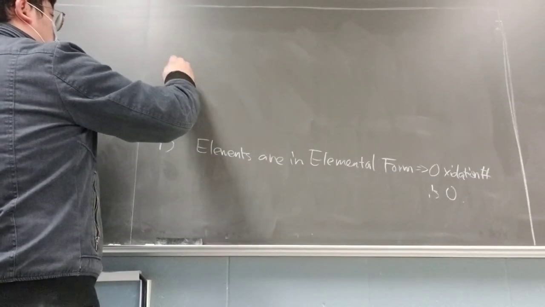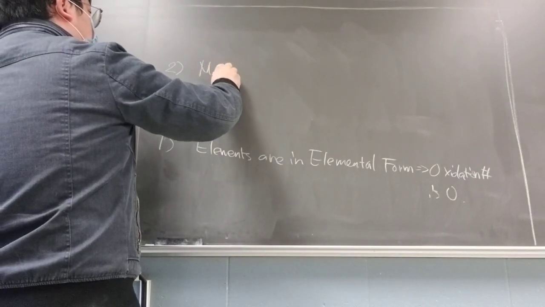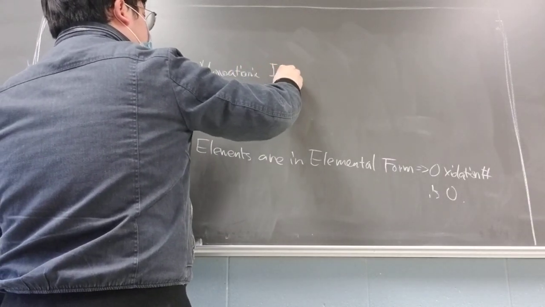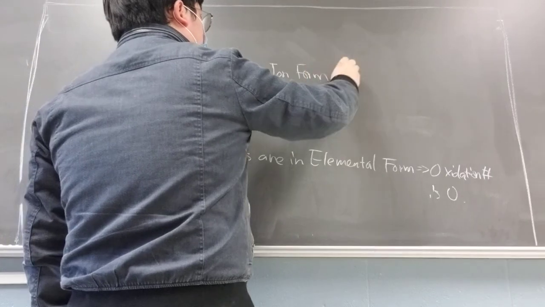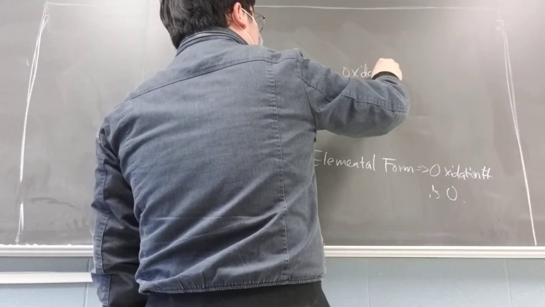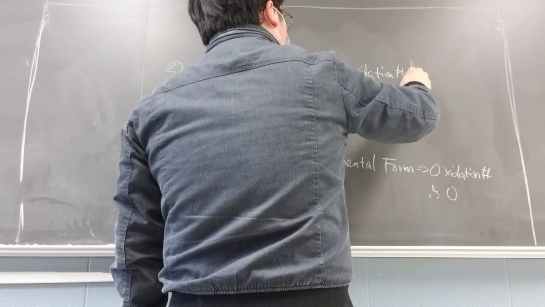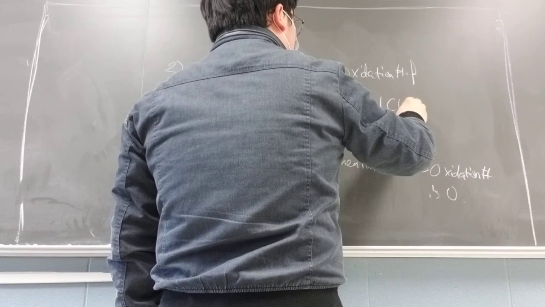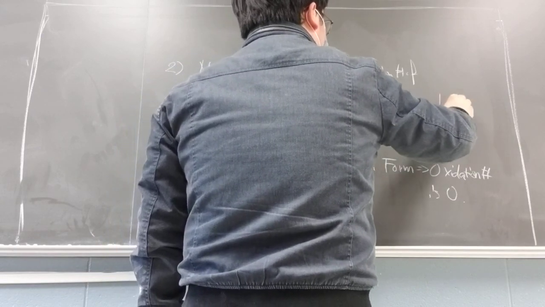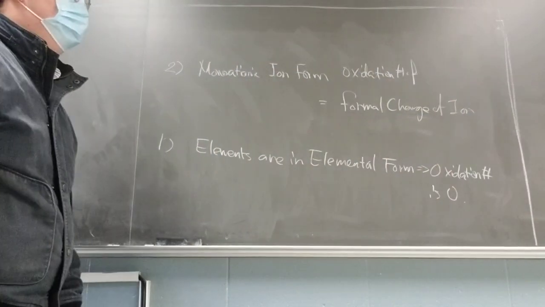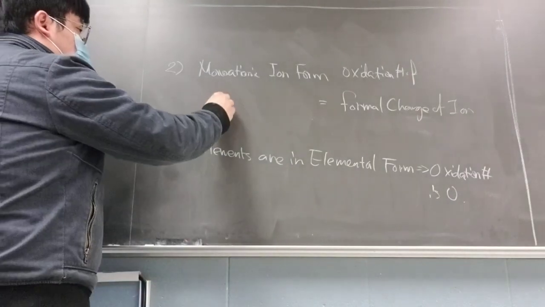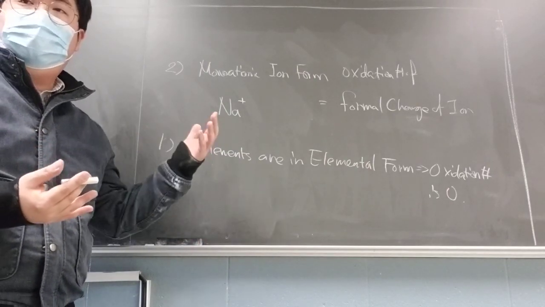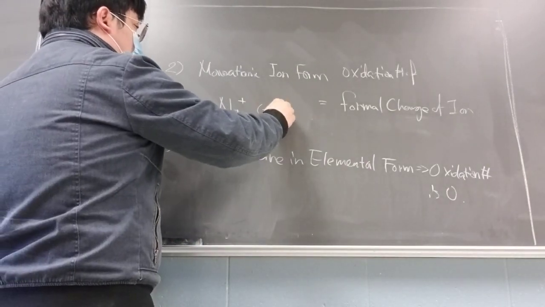So the second one is if it's a monoatomic ion form, the oxidation number of that ion is the same as the formal charge of the ion. That is the second rule. So if we have maybe a sodium cation here, we can say, oh, sodium now is a cation. It has +1 as its oxidation number.